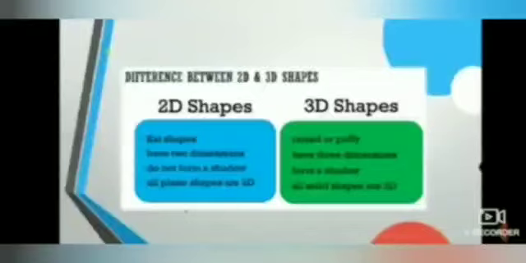As you can see in this picture are some 2D and 3D shapes. I have told you the differences between 2D and 3D shapes. 2D shapes have flat surface, 3D shapes have raised or puffy surface, which is up off the ground. 2D shapes have 2 dimensions, 3D shapes have 3 dimensions. 2D shapes do not form a shadow. 3D shapes form a shadow. All plane shapes are 2D shapes. All solid shapes are 3D shapes.